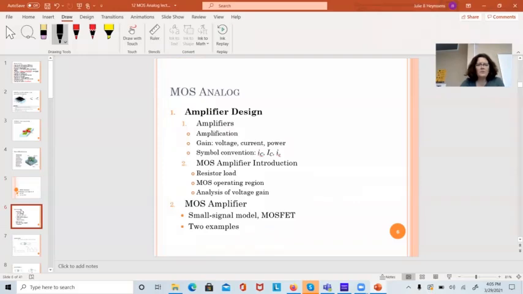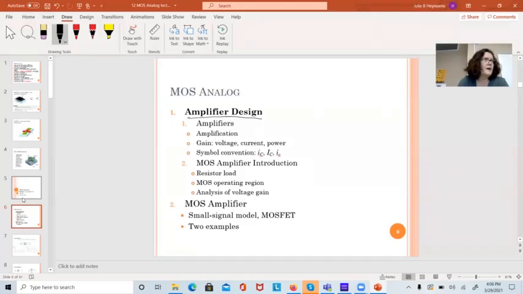So we're going to start out with MOS analog. Now, analog is different from digital in that we care about discrete values. A difference between 1.1 volts and 1.2 volts really matters in an analog design. And we're going to start looking at the most basic function of analog circuitry, and that is amplifiers, and amplification and what we mean by that.